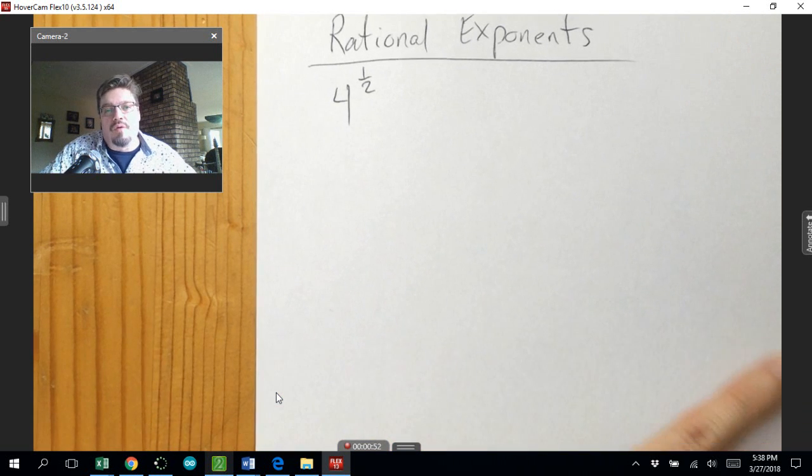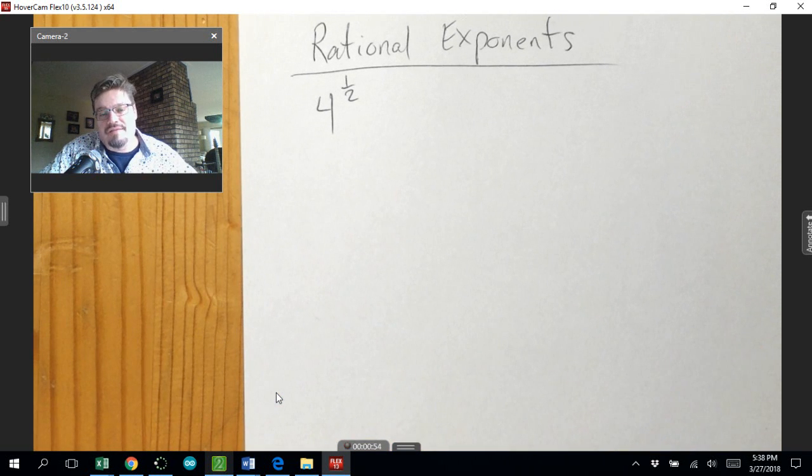All right, so we got 4 to the 1/2. Now 4 to the 1/2 is obviously not an integer exponent. It's not a negative number. It's not 4 to the regular first or second or third power. It's a half. So what does that mean? And that's what we want to investigate.